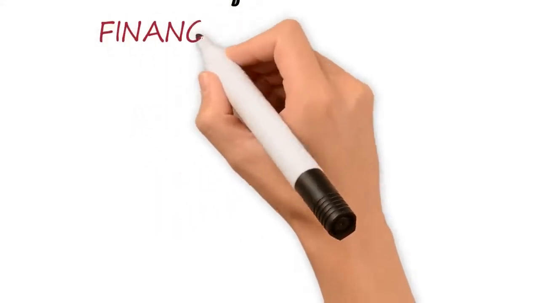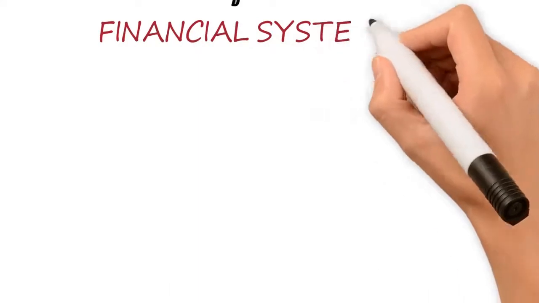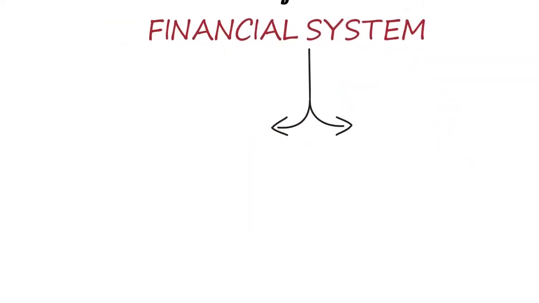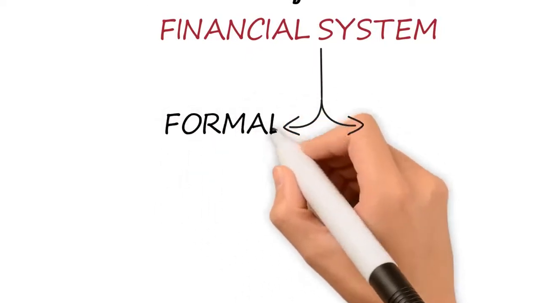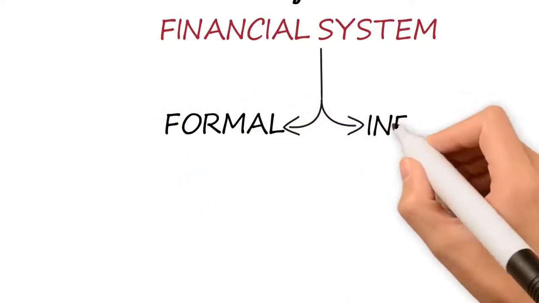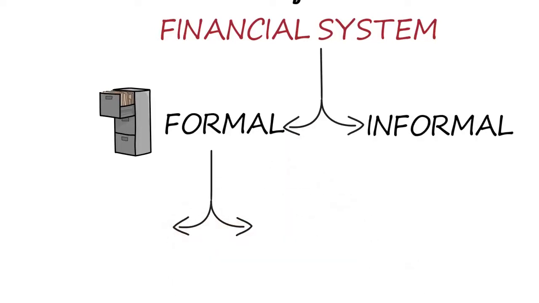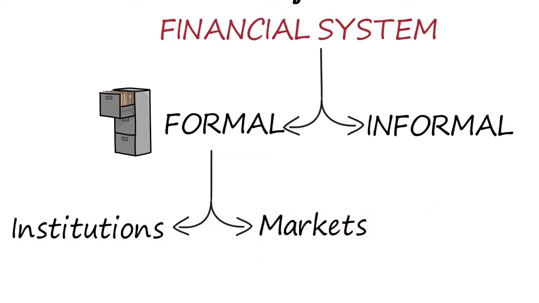Well, the financial system can be divided into two parts for simplicity. First is formal and another one is informal. As the name suggests, formal is the organization which is recorded and systematic. So let's understand that. That can be further understood in two parts. One is financial institutes and another one is financial market.